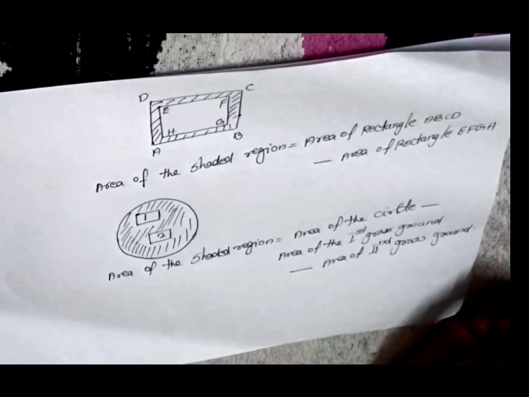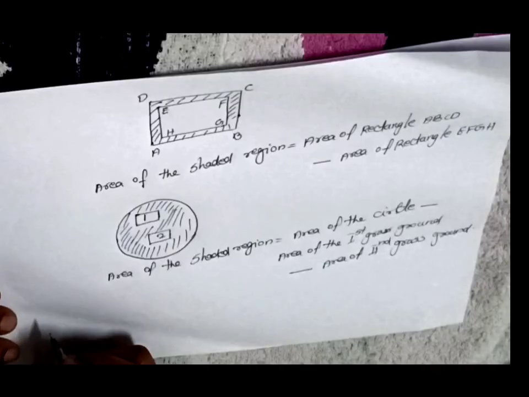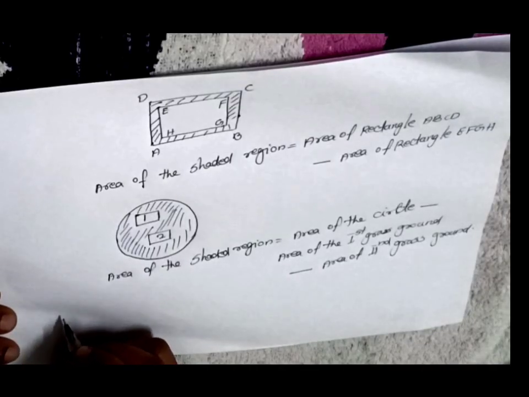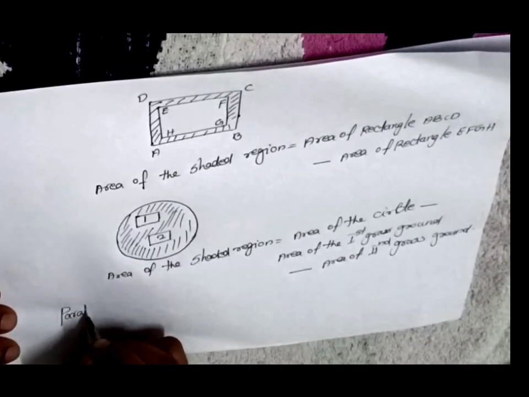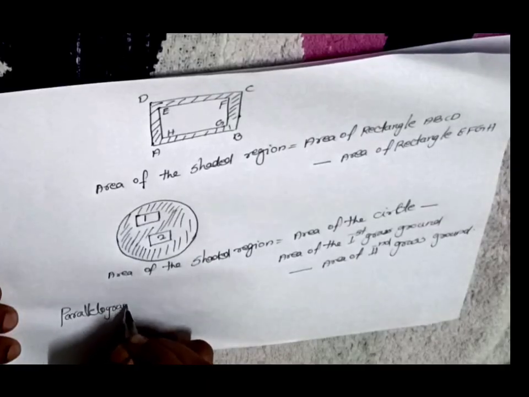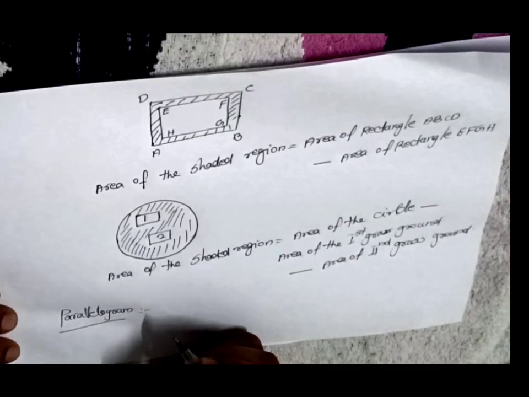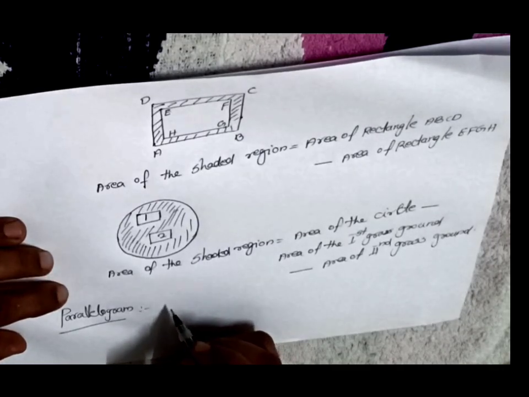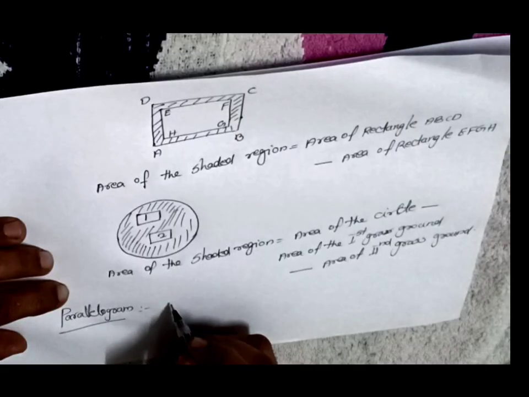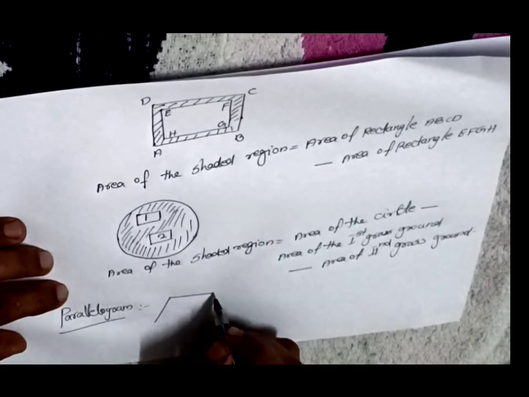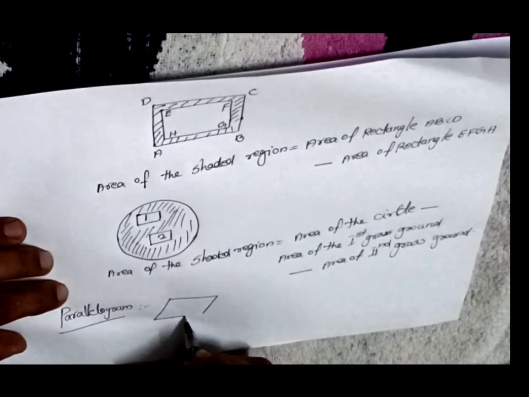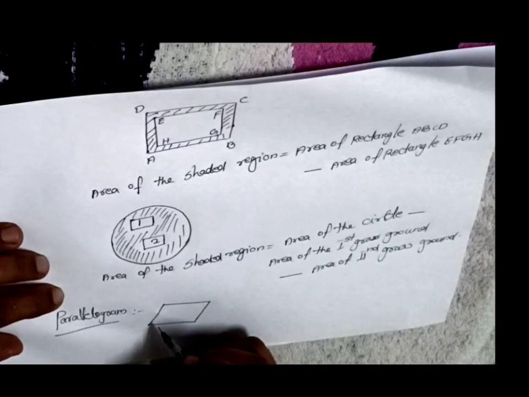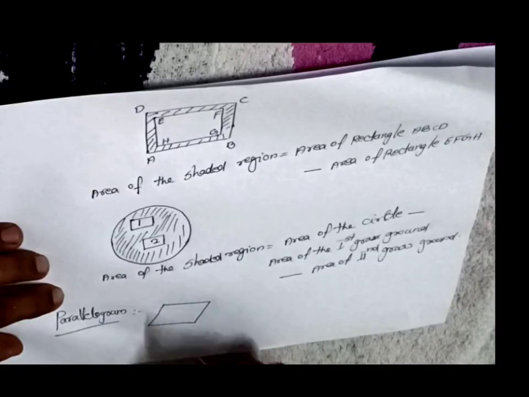Next, we have to define the parallelogram. What is a parallelogram? A parallelogram is a quadrilateral. It has four sides, four angles, and four vertices. Both pairs of opposite sides are parallel and equal. That is, in the case of a parallelogram, both pairs of opposite sides are parallel and equal.